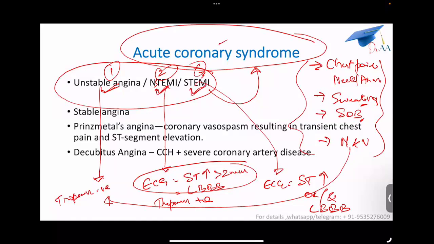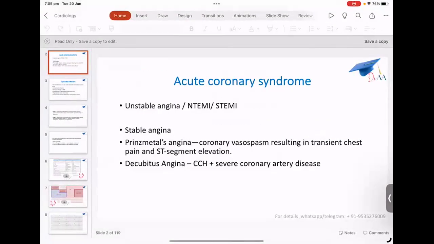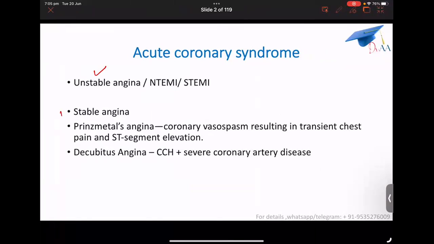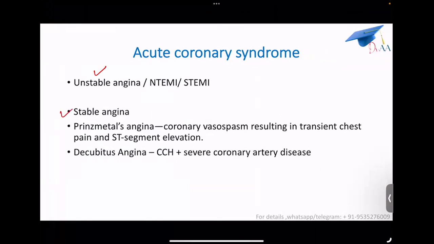Now we need to differentiate between unstable angina and stable angina. What's the difference between unstable angina and stable angina? The main thing is, in stable angina, symptoms usually appear on exertion. That means when he walks for a certain distance, he starts getting chest pain and he becomes breathless. Once he takes rest, all these symptoms subside.